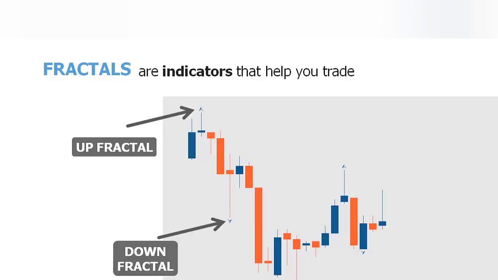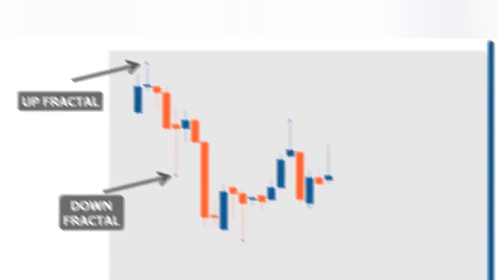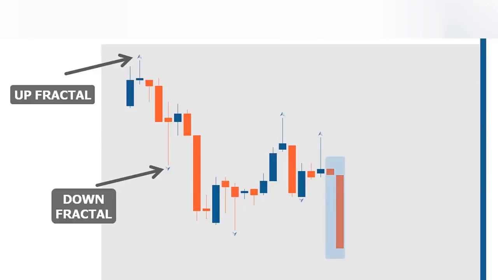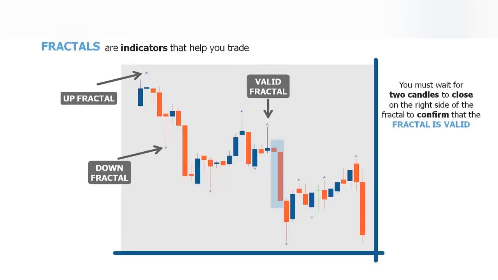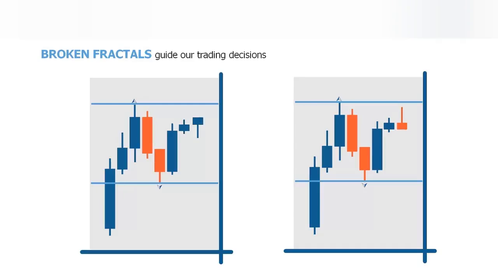Note that a freshly formed fractal can disappear again unless two full candles have formed after it. Thus, before using a fractal in the context of the beginner strategy, you should always wait for two candles to close on the right side of the fractal to confirm that the fractal is valid. A broken up fractal is where the price, to the right of the fractal, has broken the high price of the candle where the fractal has formed.